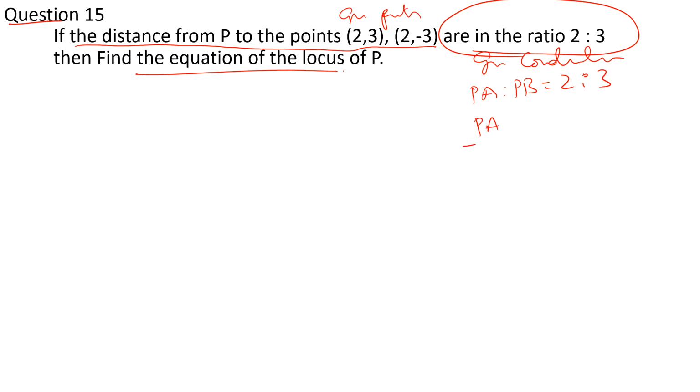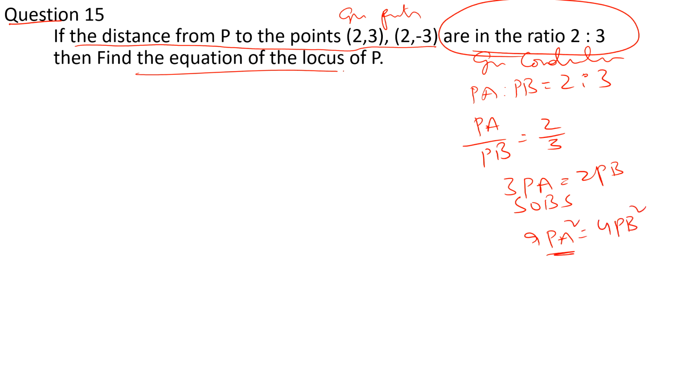So PA by PB is equals to 2 by 3. So 3 PA is equals to 2 PB. So take squaring on both sides, then it becomes 9 PA square is equals to 4 PB square. So take distance between P and A and distance between P and B. You will get the locus equation.